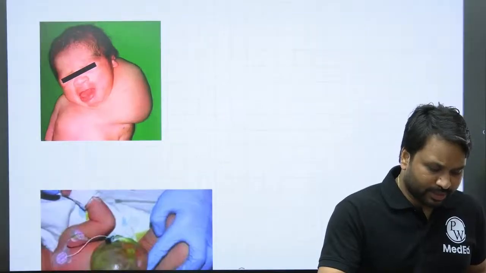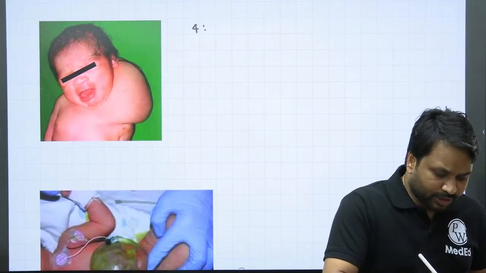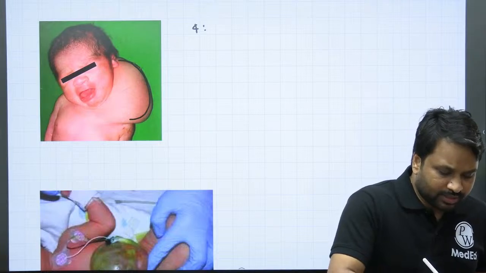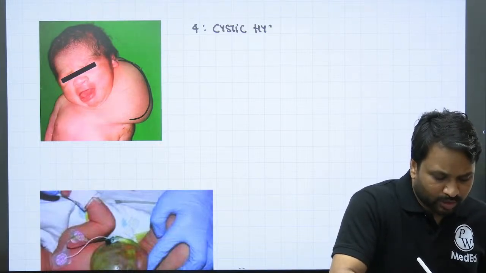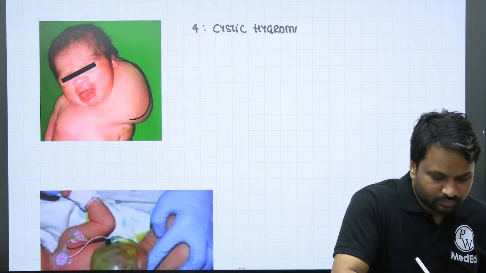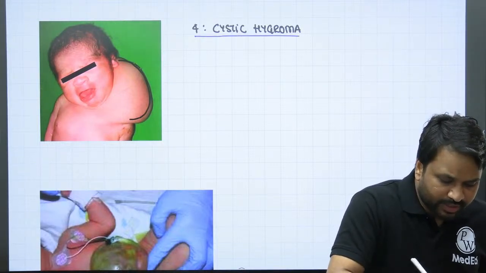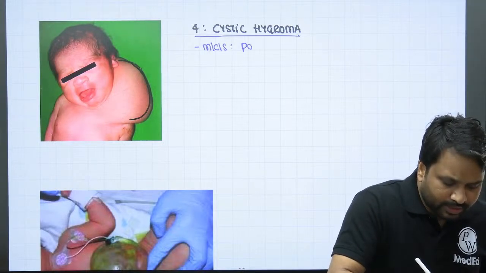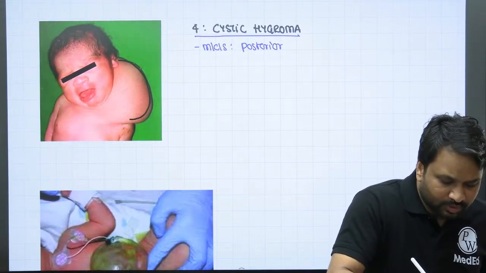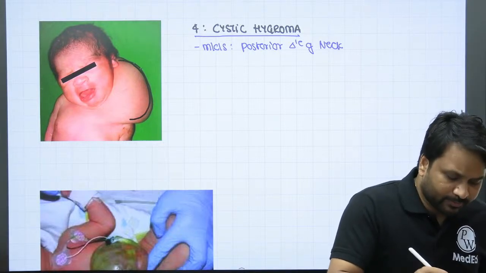Going to the next one. Identify this one, image number 4. What is this image number 4? You can see the swelling on the posterior triangle of the neck, and this is what we call the cystic hygroma. Now remember, the most common site is the posterior triangle of the neck. Absolutely correct, right?